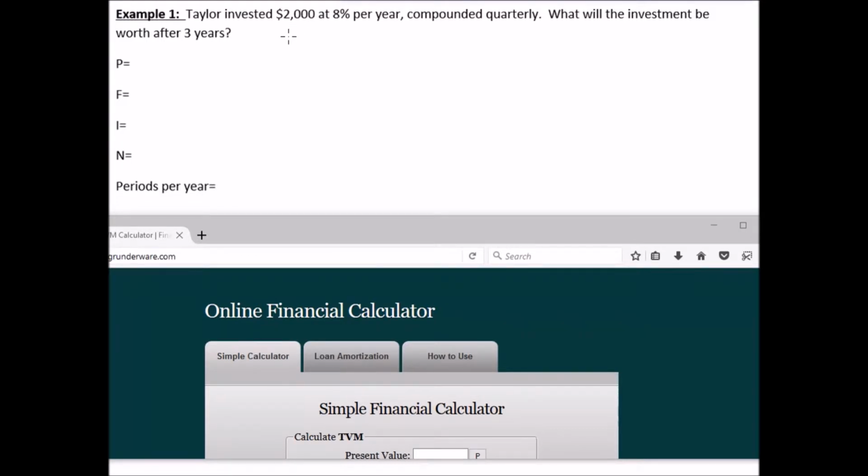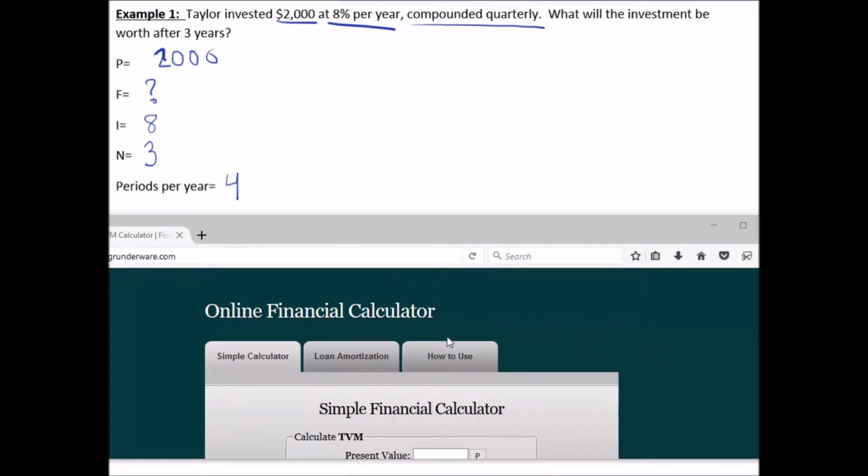Okay, Taylor invested $2,000 at 8% per year. So the present value, we don't know. No, the present value is 2,000. Sorry, that's the principal. Okay, 8% a year. For the I, we're actually going to put an 8 in. Okay, what will the investment be worth after 3 years? Okay, and it's compounded quarterly, so periods per year is 4. We don't know the F, so we're going to actually leave that blank.